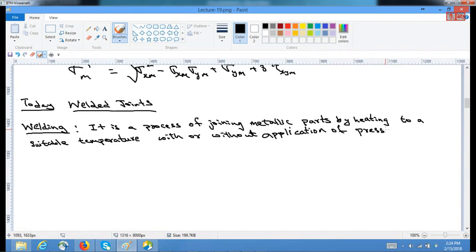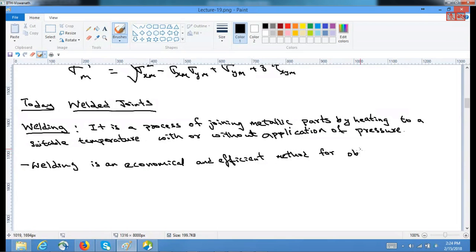This is the definition of welding. Next, why is welding preferred? Because welding is a method for obtaining a permanent joint in metallic materials.